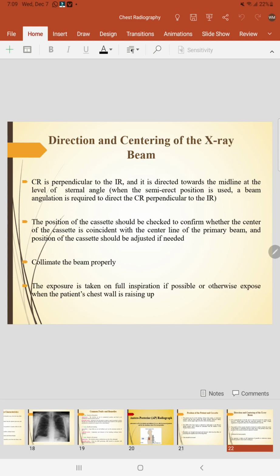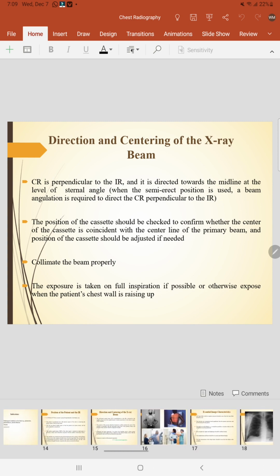Direction and centering of the X-ray beam. CR is perpendicular to the IR and it is directed towards the midline at the level of the sternal angle. When the semi-erect position is used, a beam angulation is required to direct the CR perpendicular to the IR. This is for AP projection.